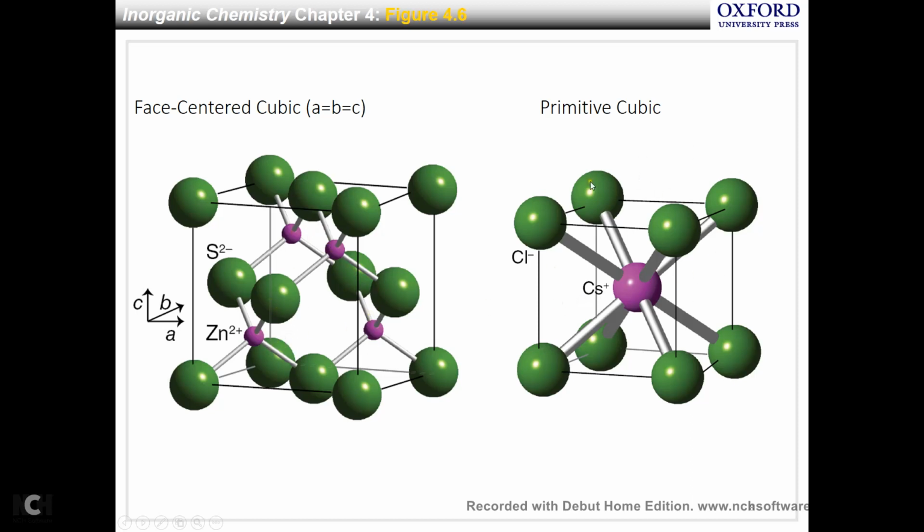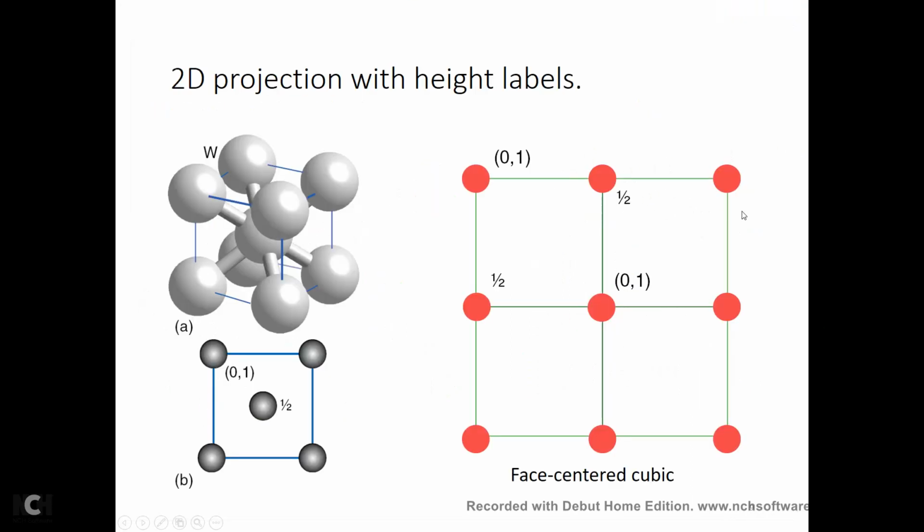Same here. You need to focus just on the chloride minus, and then you can decide it's a primitive cubic structure. This cesium plus forms 8 bonds with the 8 chlorides on the corners.